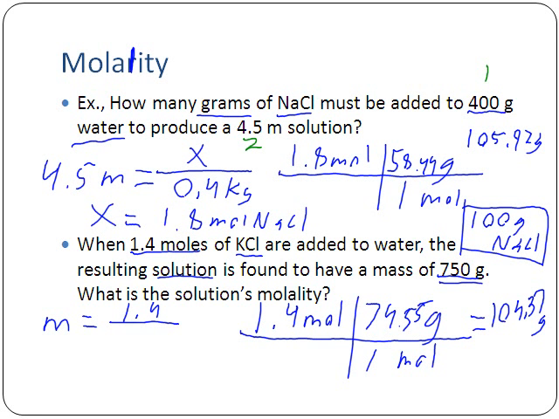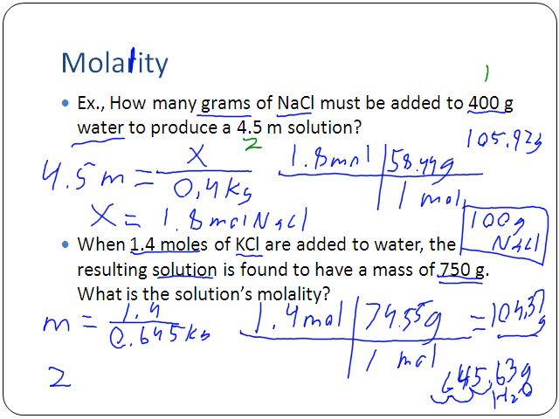Now, since we have 750 grams of the solution, and 104.37 grams of potassium chloride, we subtract those two: 750 minus 104.37 gives us 645.63 grams of water. We need kilograms of water, so to go from grams to kilograms, we once again move the decimal place over 3 spots. I get 0.645 kilograms of my solvent. To find the molality, I take my number of moles of KCl, 1.4, divided by my kilograms of solvent, 0.64563 if you want to take it out the whole way. And I get a 2.168 molal solution.